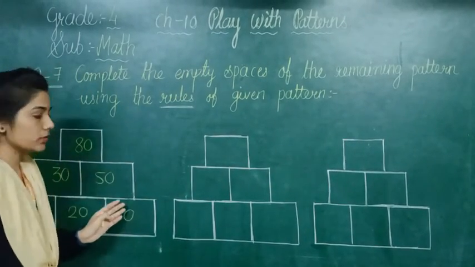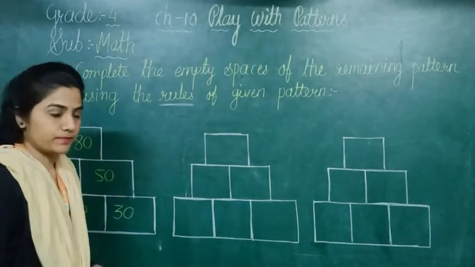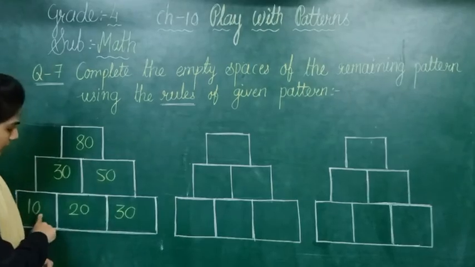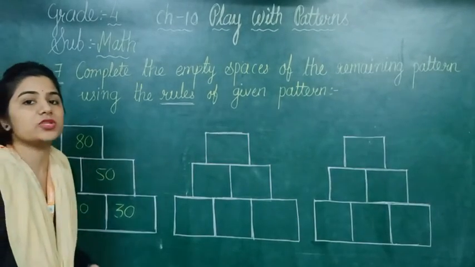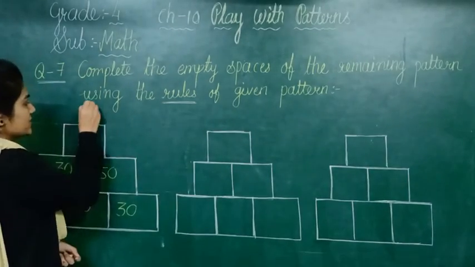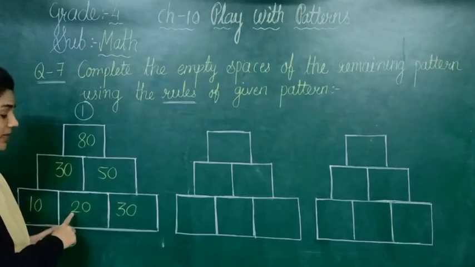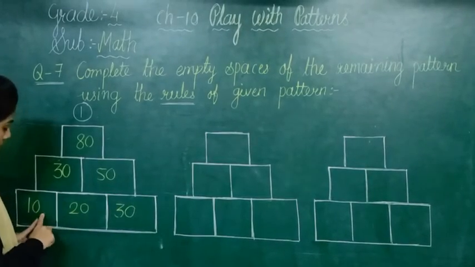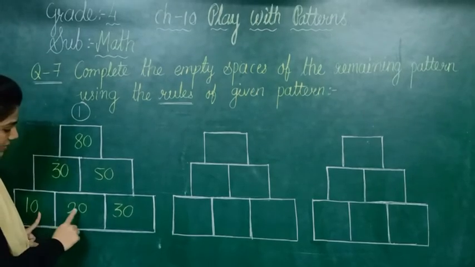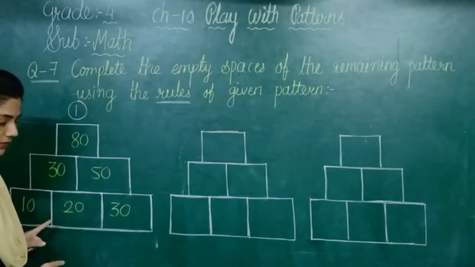In your workbook, in the first pattern, numbers are already given, which are 80, 30, 50, 10, 20, 30. First of all, we should understand the rule of this first pattern, right? So let's start. What is given in this first pattern? We start from the downside. This is 10, 20 and 30. It means we have 3 boxes.